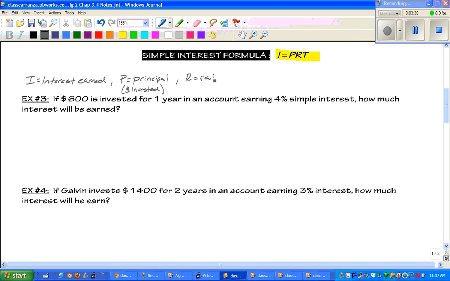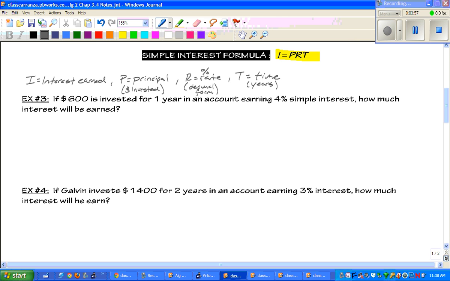R stands for your rate. And that's a percent rate, and we need that as a decimal, so in decimal form. And then T stands for your time, and that should be in years.